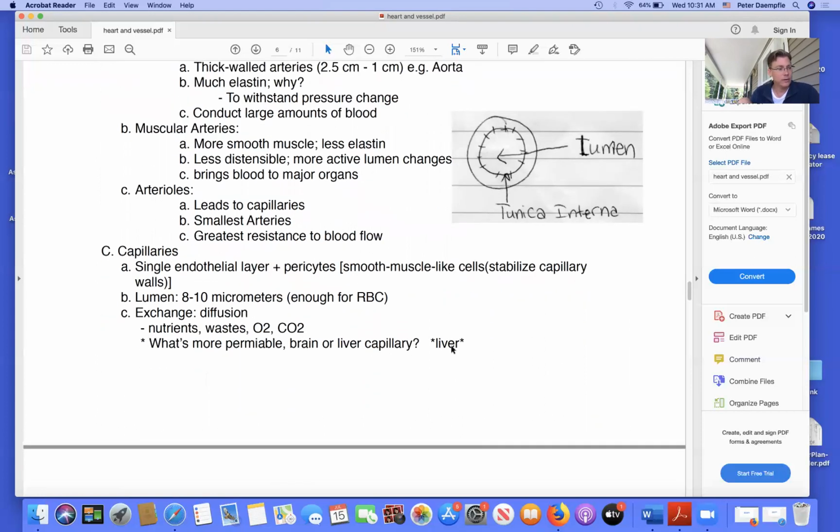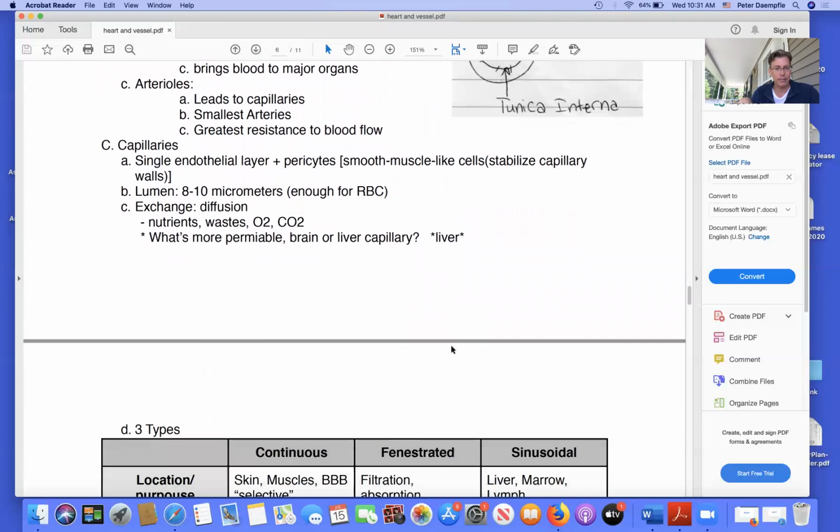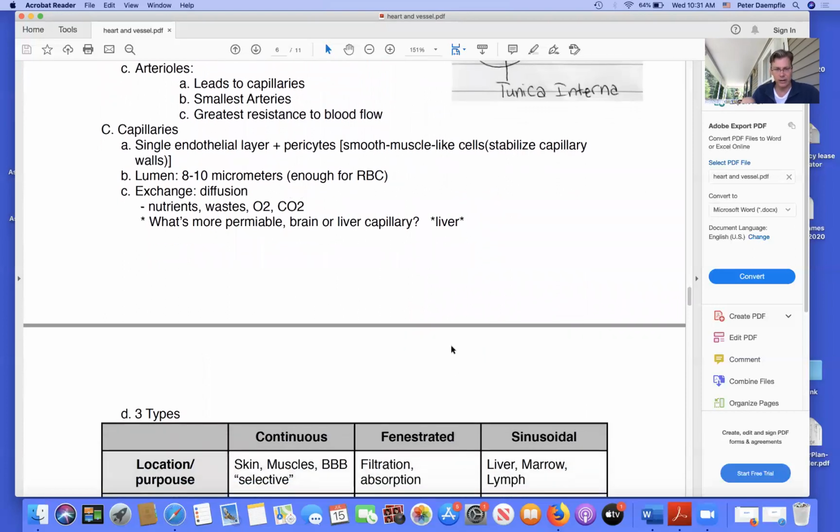Last but not least, again, is the capillaries. There are three types of capillaries, all right? Continuous, fenestrated, and sinusoidal. All of the capillaries, and we'll go over those in a moment, all of the capillaries are single, simple squamous, cell layer thick walls, okay? Single endothelial layer thick walls, and something known as pericytes that are little muscle-like cells that stabilize the walls of the capillaries.